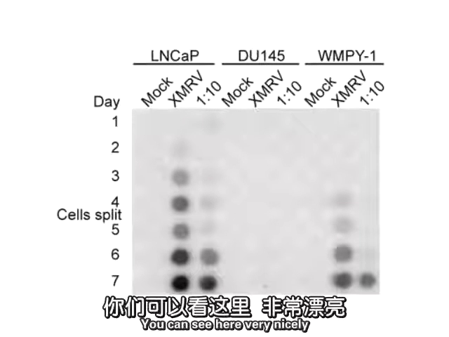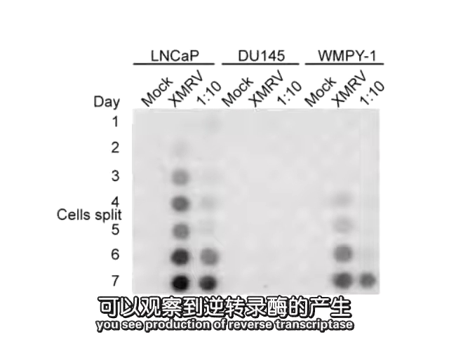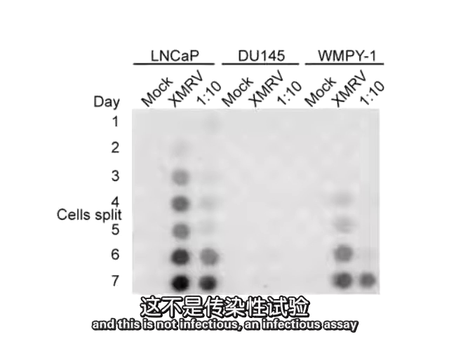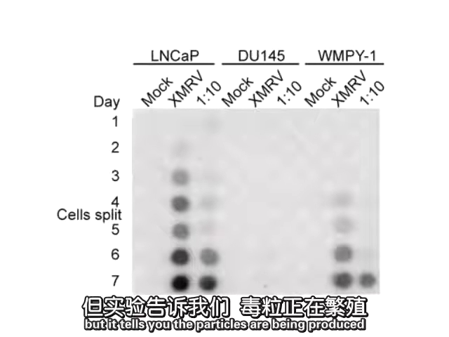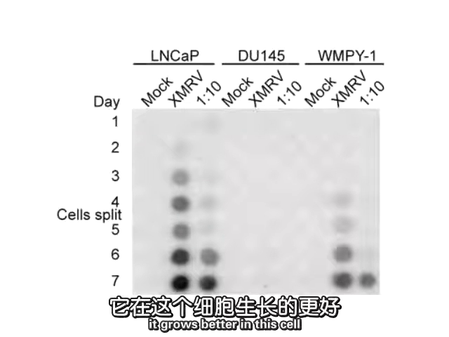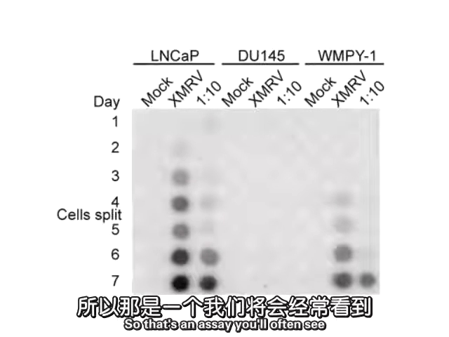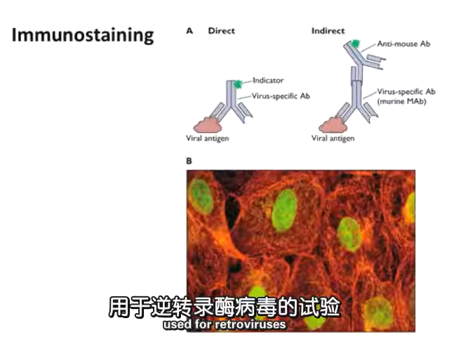And you can see here very nicely XMRV in this cell at about 2 to 3 days you see the production of reverse transcriptase. Now this is not an infectious assay, but it tells you that particles are being produced. And it's somewhat comparative. You can see it grows better in this cell than in this, and it doesn't grow at all in the DU145 cell. So that's an assay you will often see used for retroviruses.